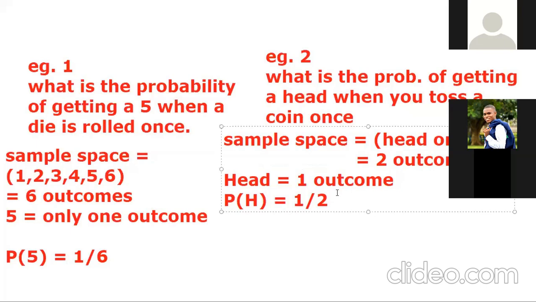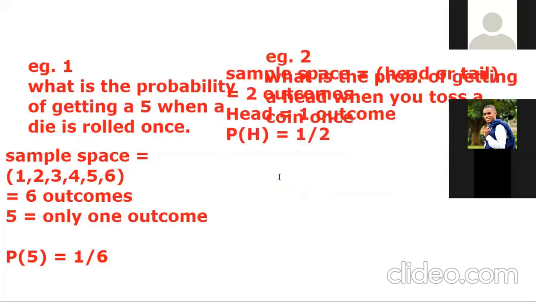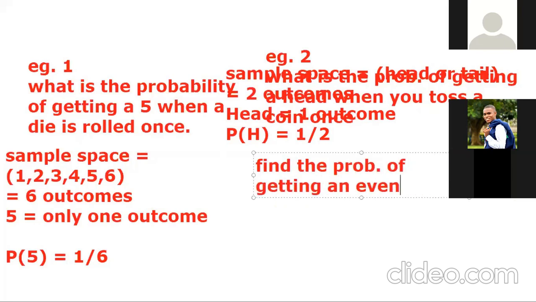Okay, so now since we understand the number of outcomes and the outcome number, let's take the first question, which has a sample space of 6 outcomes, and we only found the probability of getting 1 outcome. Now let's find the probability of getting an even number when you roll the die.